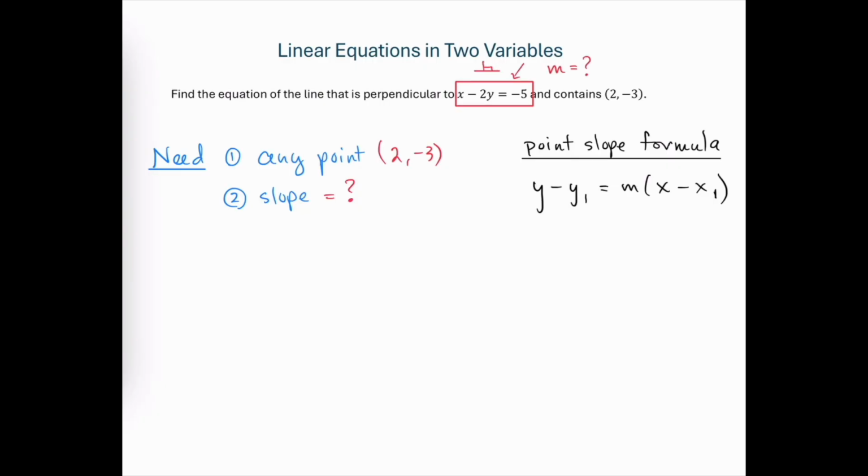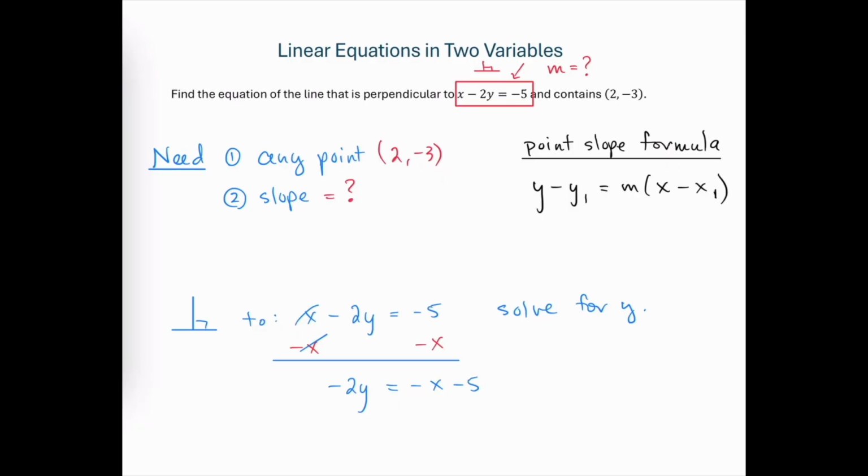So we need to find the slope of this line in order to calculate the slope of the line that's perpendicular to it. So our line needs to be perpendicular to the line x minus 2y is equal to negative 5. So let's solve for y in this equation in order to find the given line's slope. So we'll subtract x from both sides. The x's cancel on the left and we have minus 2y is equal to negative x minus 5. Then we'll divide both sides by negative 2 and the negative 2's will cancel out on the left.